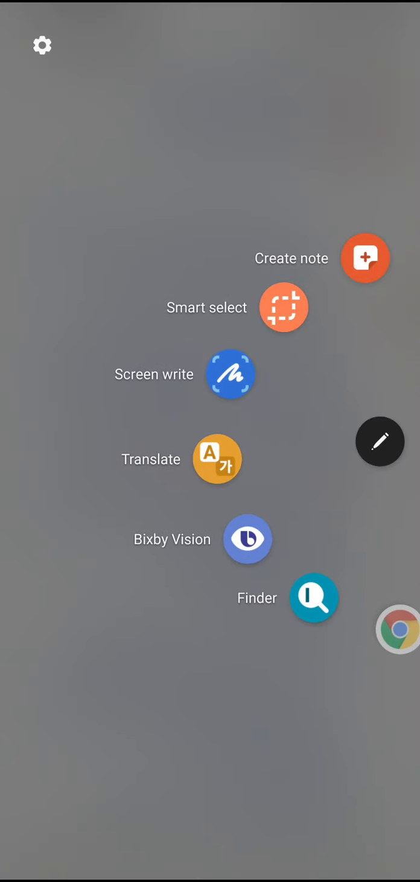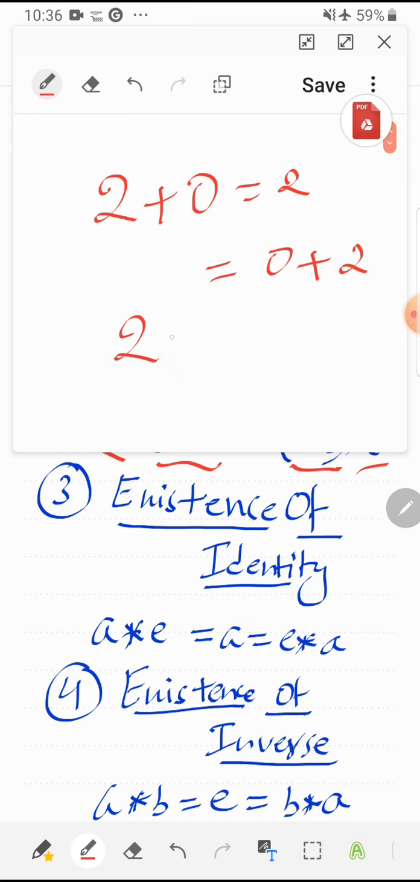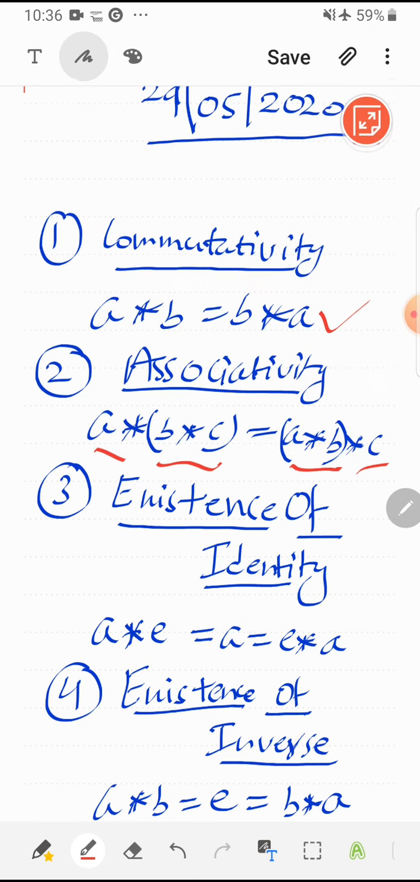Now what is identity? To understand this, let us recall our addition. 0 is identity for addition. Why? Because if you add any number with 0, the result is unchanged. Similarly, 1 is multiplicative identity. Why? Because if you multiply 1 with any number, the result is unchanged. So in general, E is the symbol for identity, and A star E is equal to A, then E star A is also A. Whether star is commutative or not, the identity element commutes with every other element. This is the feature of identity.